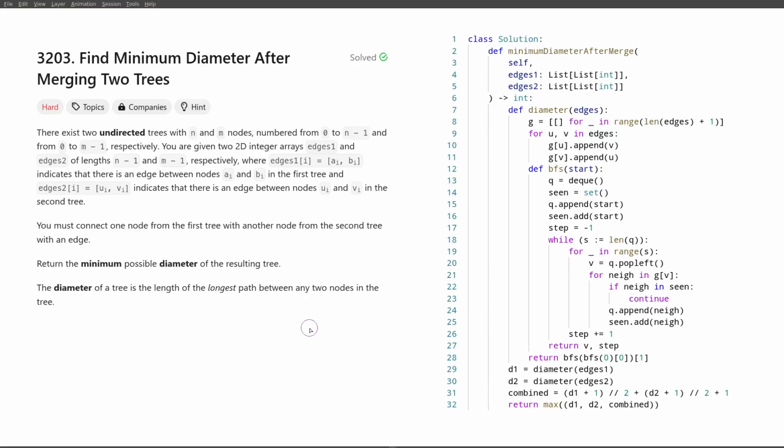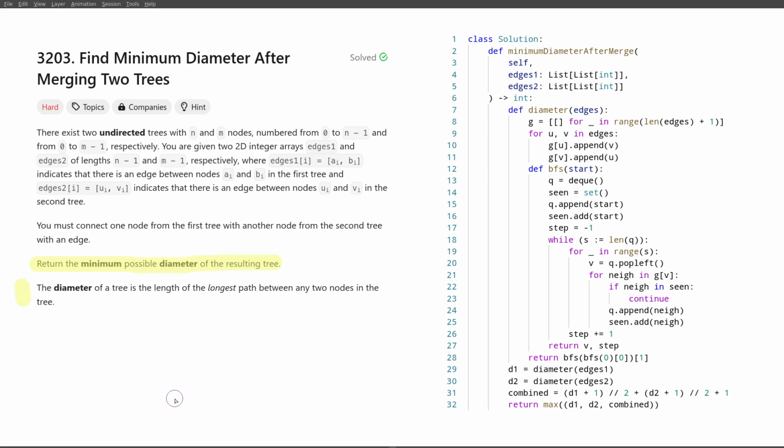Hello everyone, today we'll talk about the solution to the problem "find the minimum diameter after merging two trees." Of course, since this is asking us to return the diameter of some tree, with the definition here, we have to know how to find the diameter of a tree. If you don't know it, it's a prerequisite, but I'm going to go over it quickly.